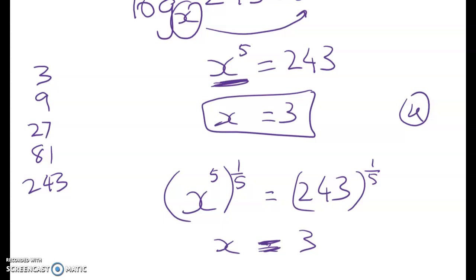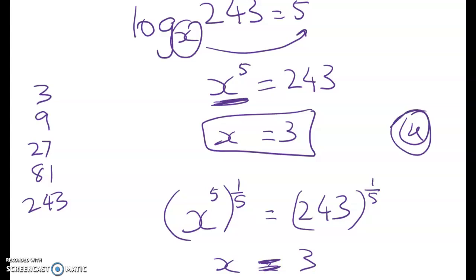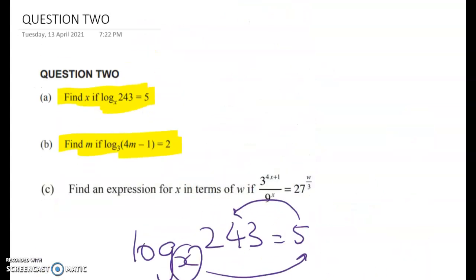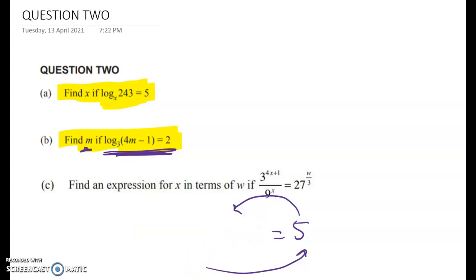So that's, not surprisingly, because it's about as simple a log question as you can get, this is a U code. Right, what was the second question? Well, the second one's very similar. We have to find m if this equation is true. So it's another log question.